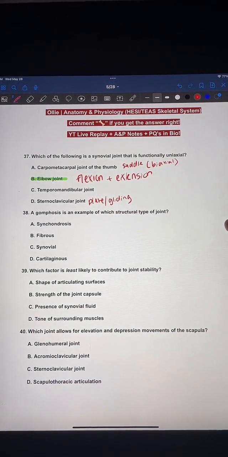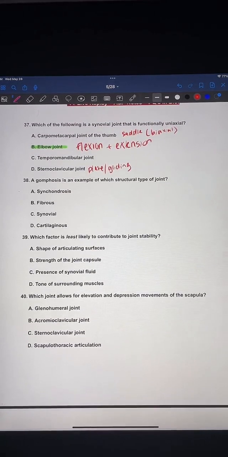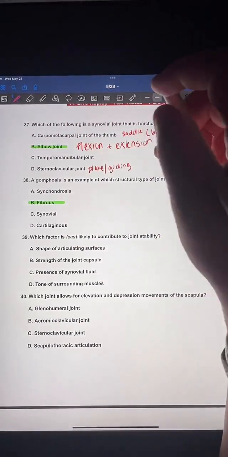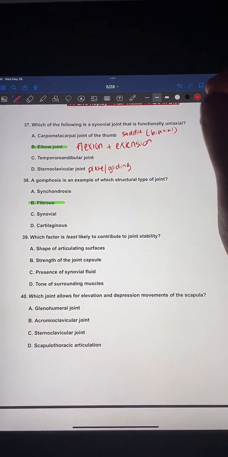All right. Number 38. Gomphosis is an example of which structural type of joint? So think about our gomphosis type joint. That is referring to the teeth in the socket. It's going to give us answer choice B. It is fibrous. The other ones are the incorrect joint types.